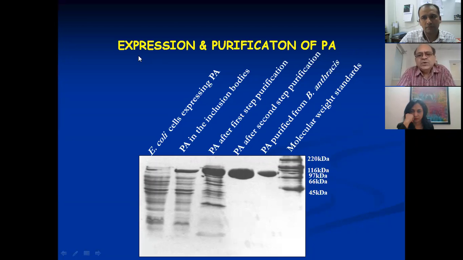Yeah. So if you look at this gel picture, the E. coli cells were expressing protective antigen. We did a few steps of purification and purified this vaccine, which was better than 95% pure. And we wanted to check whether this molecule is biologically identical to the one which is produced by the Bacillus anthracis, which can cause the infection. Next slide, please.